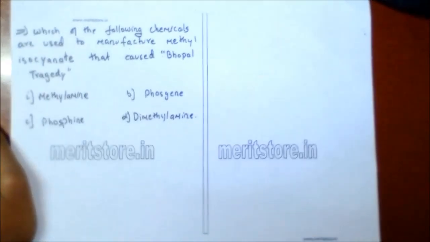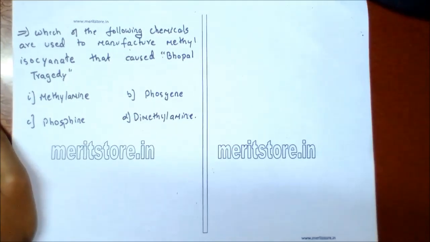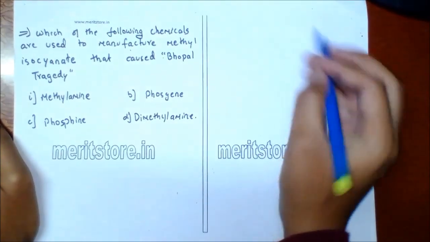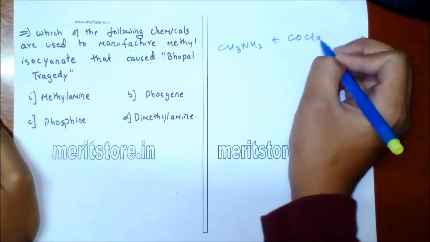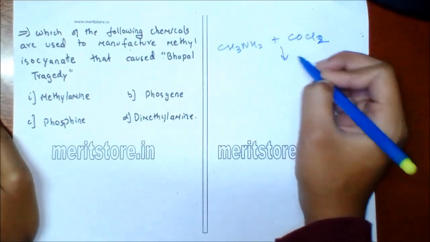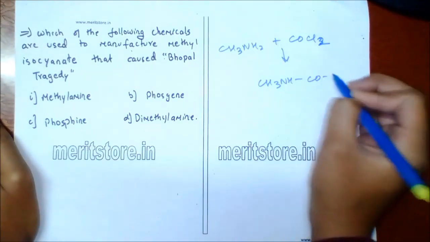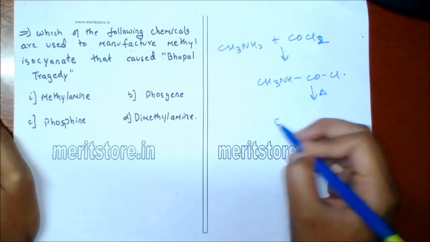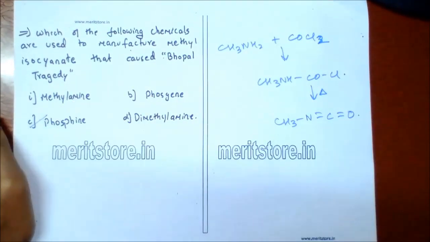Which of the following chemicals are used to manufacture methyl isocyanate that caused Bhopal gas tragedy? Methyl isocyanate is industrially prepared by action of methylamine with phosgene. The reaction is CH3NH2, methylamine, with COCl2, which is phosgene. There is formation of CH3NHCOCl, which on heating forms methyl isocyanate, CH3-N=C=O. So option C is the correct answer.